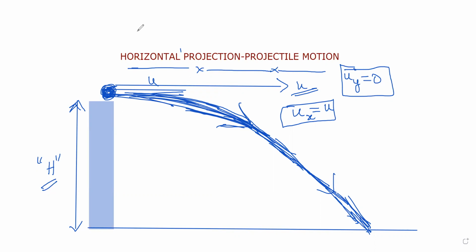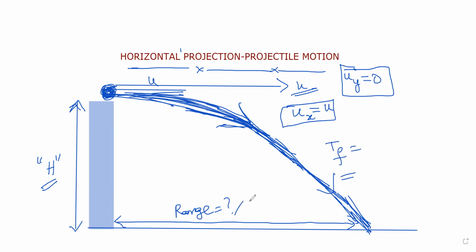You have to calculate how much distance it will go in the x direction, that is called range, and what is the time it takes to hit the ground, that is called time of flight. These are the things we need to calculate. How much distance it will go in the y direction is already known. It will cover the entire height h because it falls down. And how much distance it will cover in the x direction, that is what we have to calculate.